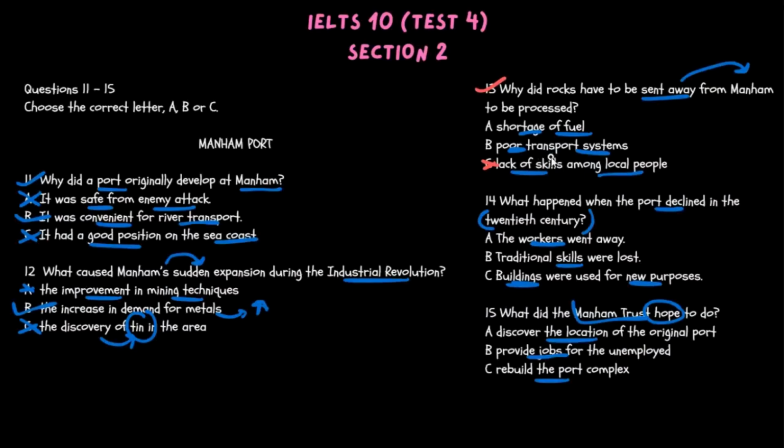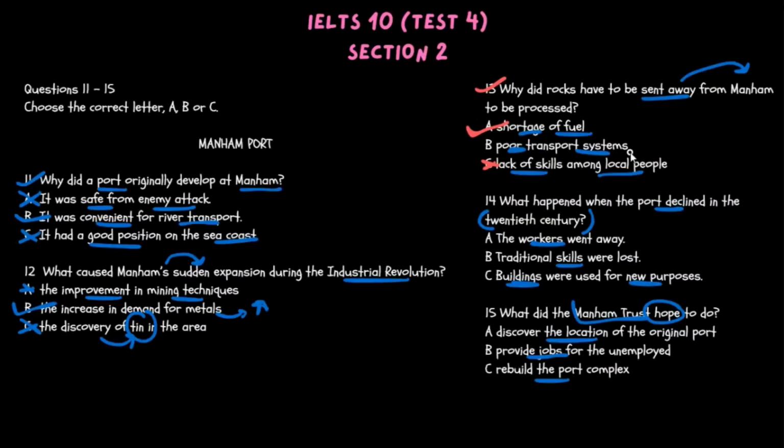Okay, so I do not think there is any mention of local people, so C wouldn't be my answer. Is there any mention of transport systems? I do not think there is any mention of transport systems. The only thing that is mentioned is there was not enough coal in the local area, so the rocks containing minerals had to be shipped long distance. That means the answer would be A.